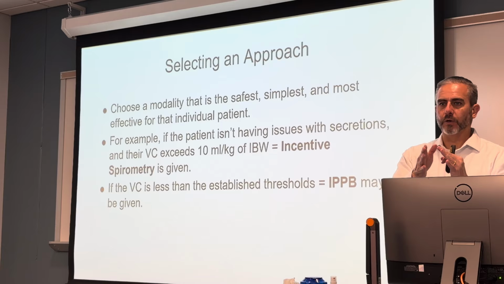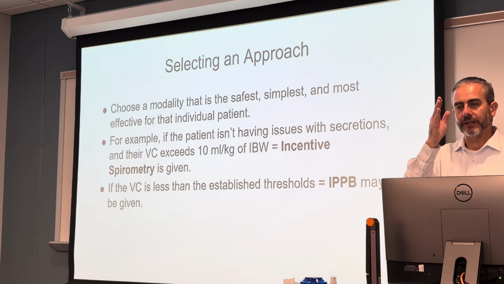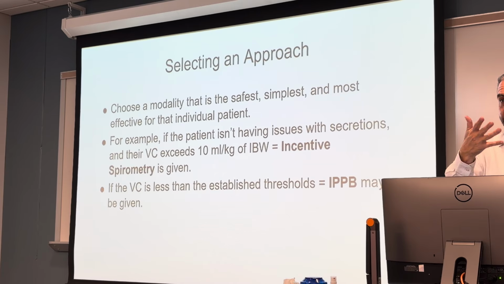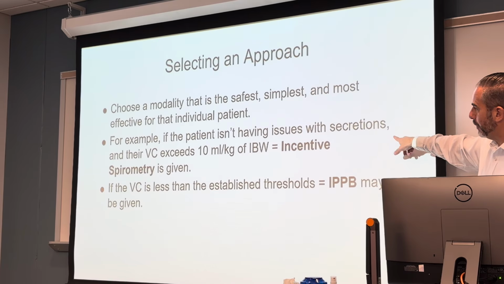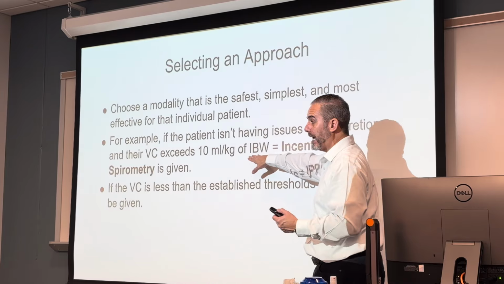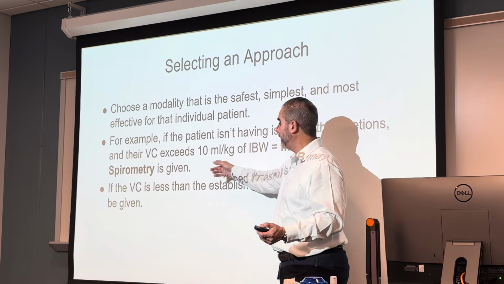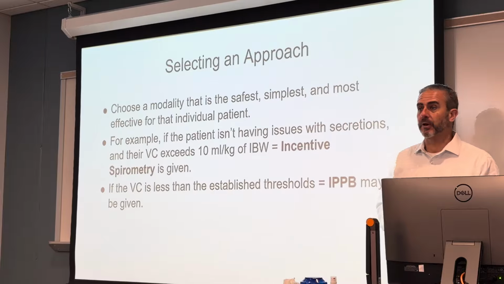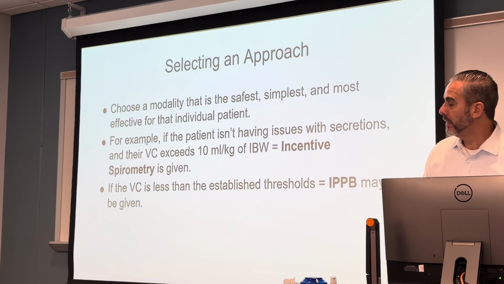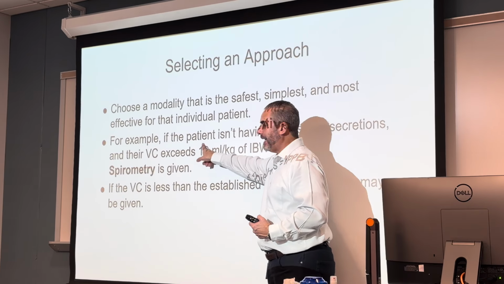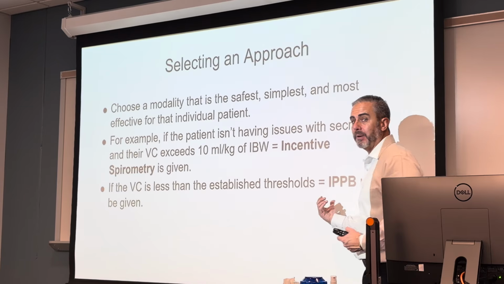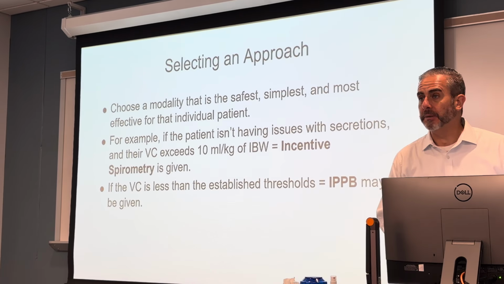I need to find what works best for that individual patient depending on how they are appearing, what they are showing me. So, for example, the patient isn't having issues with secretions and their vital capacity is greater than that minimum mark of 10 mLs per kilo, then how about we do incentive spirometry? Incentive spirometry would work well for most individual patients. But what if they can't do this mark? They're less than 10 mLs per kilo. Then maybe that's the patient that has to receive the IPBB.